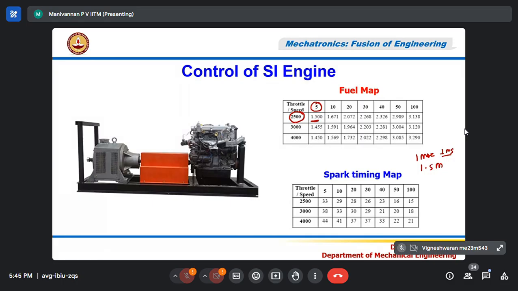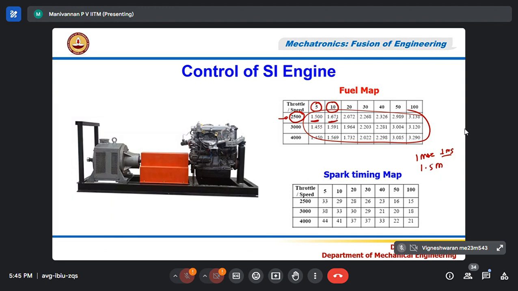Then I kept my engine speed constant and increased the throttle position to 10%. With 10% throttle, more air is going in, so this 1.5 milligrams is not sufficient. I increase the fuel, to 1.55 milliseconds. Please note that these values are injector opening time in milliseconds. So I increase: 1.6, 1.65, 1.67.